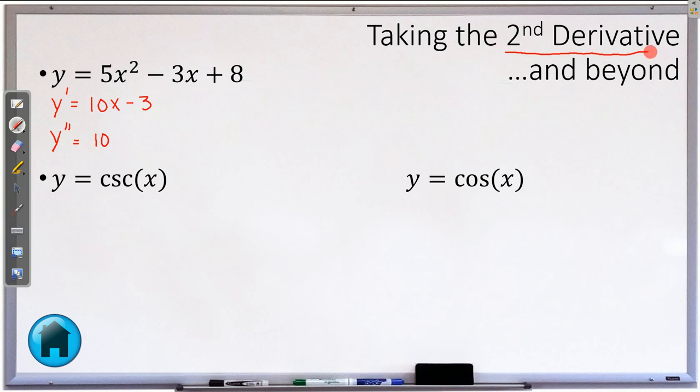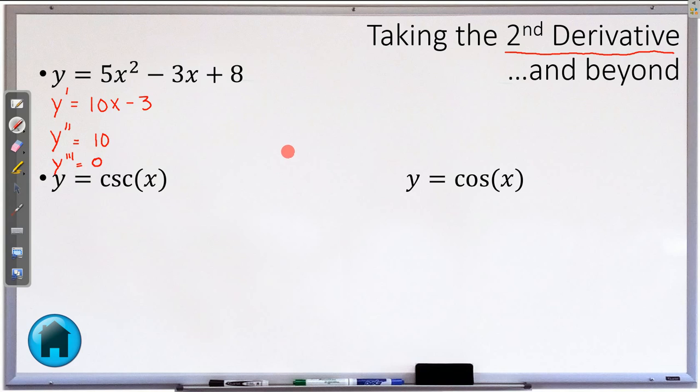But you do not have to stop there. You could, if you wanted to, take your third derivative. Running out of room here, but this one's nice and easy. Y triple prime. What if we took the derivative again? We just take what was left over, the 10. What is the derivative of 10? That's nice and easy, 0.